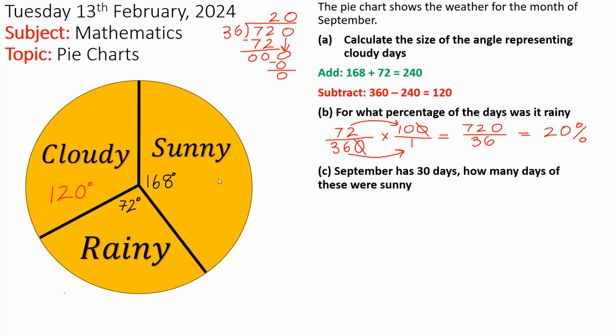Okay, that's very good. Excellent. So she's right. The first thing that we need to do is find the fraction of what? Sunny days. What's the fraction for sunny days? 168 all over what? 360. Why 360? Because that is the degrees of a circle. Very good.